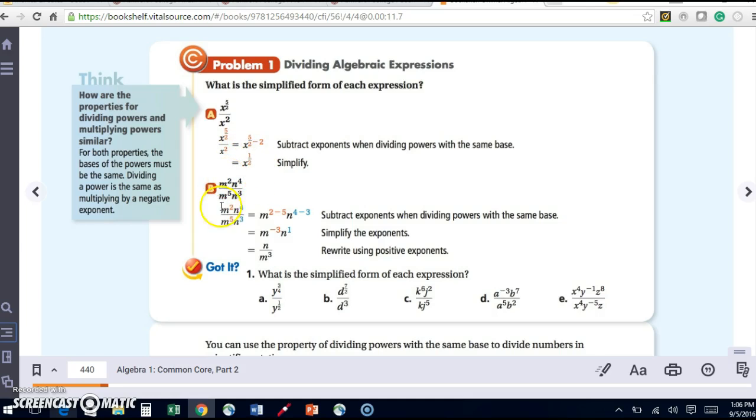Same thing here. My like variables, I will subtract the exponents. So I have 2 minus 5 here and 4 minus 3 here. And I get m to the negative third and n to the 1. And remember that we don't want a negative exponent, so we're going to put our negative exponent in our denominator. So we're just left with n over m to the third.